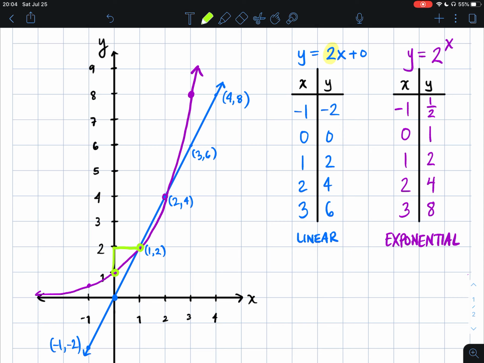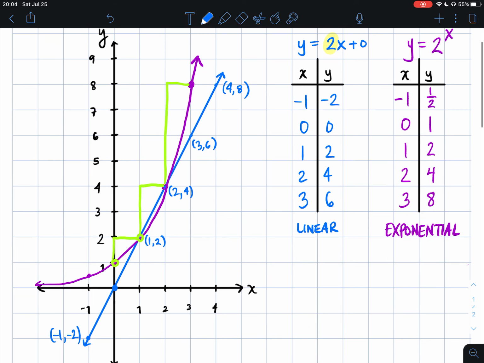From this point at (1, 2) to the point at (2, 4), I'm going up 2 over by 1. And then I'm going up by 4 and then over by 1. So the slope of the exponential is changing from one point to the next. That is definitely how it's different than linear, where if I drew the little steps for the linear model, the steps would all be the same size, right?